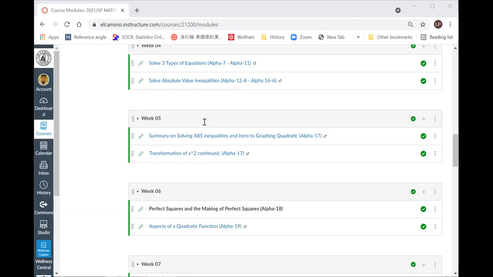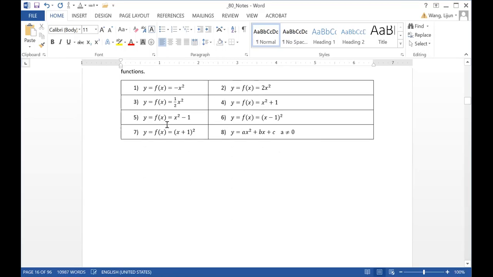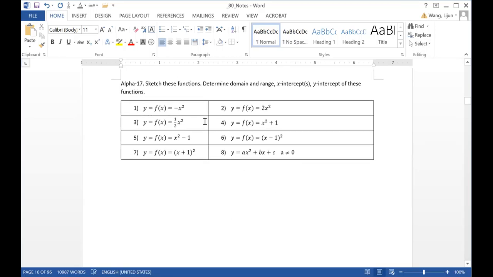So let's keep going. And then we enter quadratic. Quadratic is a big, big topic, okay? We started in week five, okay? We graphed all these functions, you know, flipping over the x-axis, wider, more narrow, shifting left and right, and that's alpha 17.